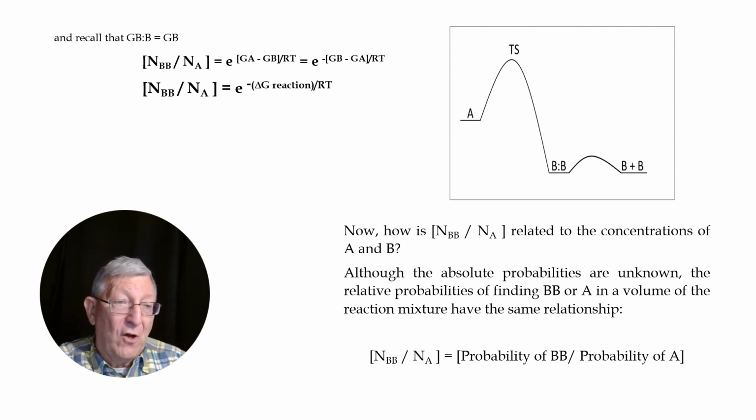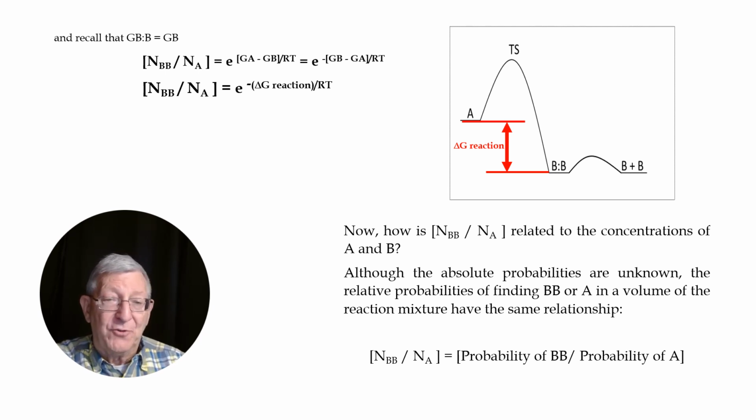And then recalling that the energy of these two states are equal, we now can go forward, and we have the NBB over NA. That would be the difference between the energy of the number of atoms in A and number of atoms in BB. And that's going to be related to their energy of activation, or the reaction energy, delta G for the reaction, divided by RT, negative of that, exponential.